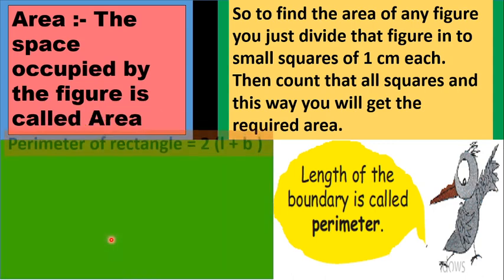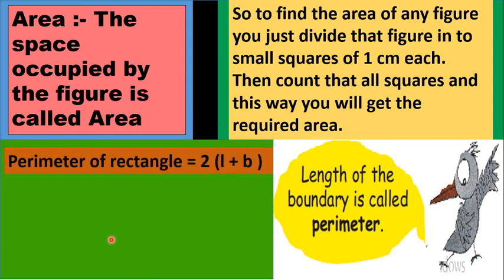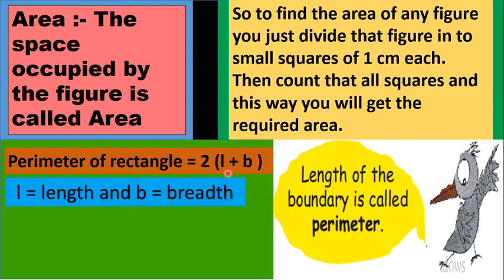Next definition. Perimeter of rectangle. This is another important formula. Perimeter of rectangle is equal to 2 in bracket L plus B. So what do L and B represent here? L is equal to length and B is equal to breadth. Remember that. This is one of the important formulas, because by using the formula we will try to solve the different questions associated with the perimeter of the rectangle.